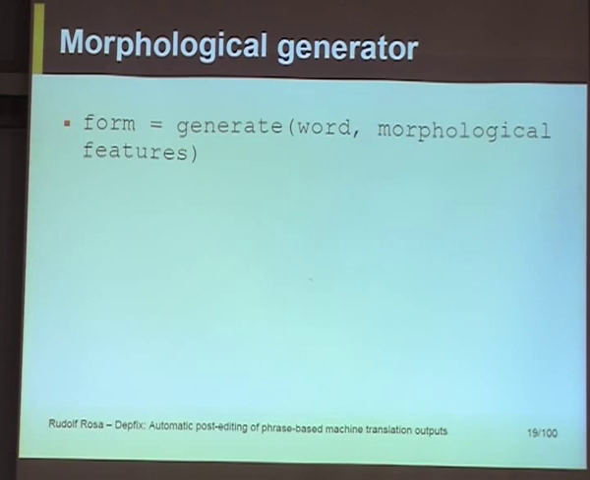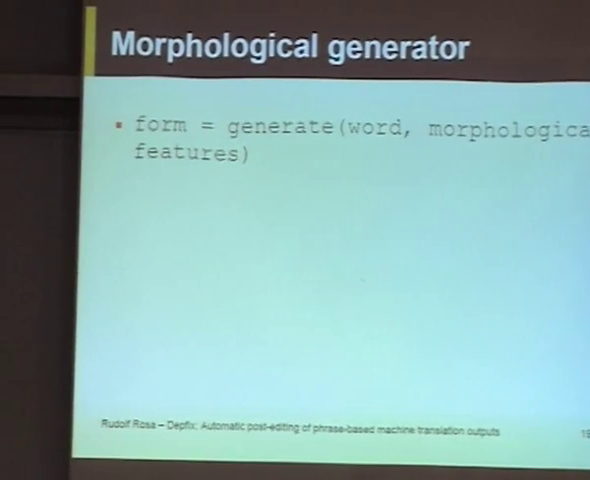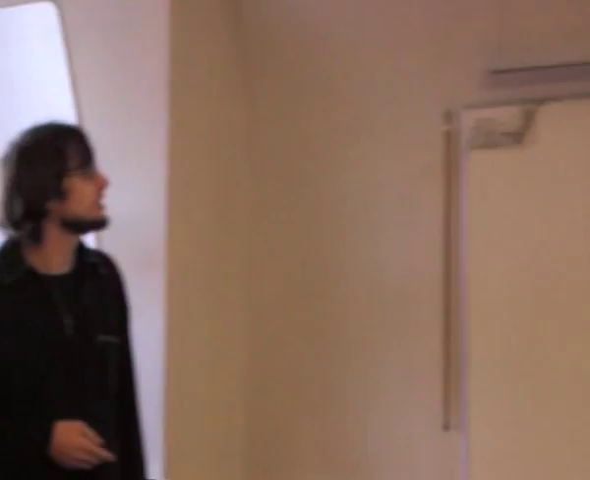Another tool, actually the last one that I will talk about, is a morphological generator, which helps us to generate new word forms. So we give it a word and some features that we want the word to possess, and it gives us the word form.